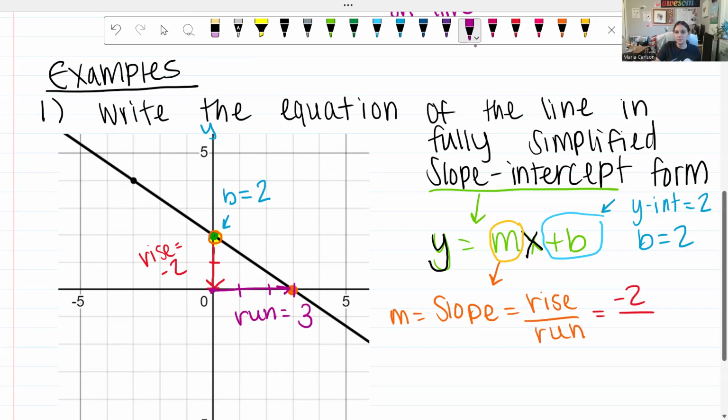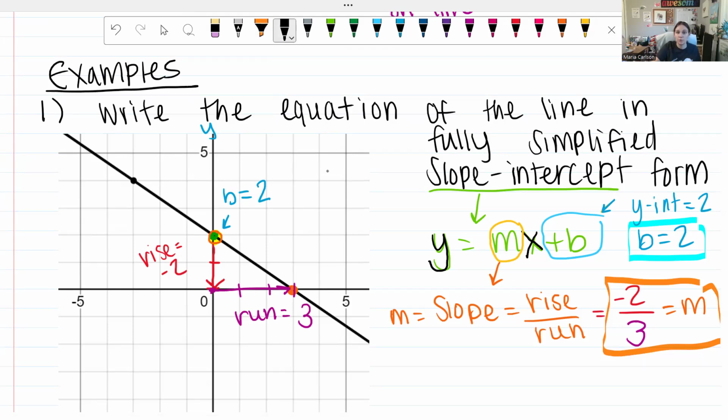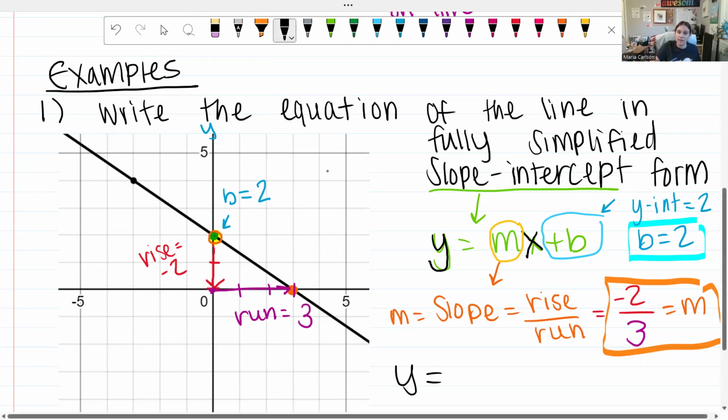So our rise is -2 because we went down, and our run is 3 because we went to the right. It's positive, and that can't simplify any further. So our slope is -2/3, which is our m value. So now I have our b value, I have where we begin, and I have that slope. I have the m value for our equation. So now I can put all the pieces back together in y equals mx plus b form.